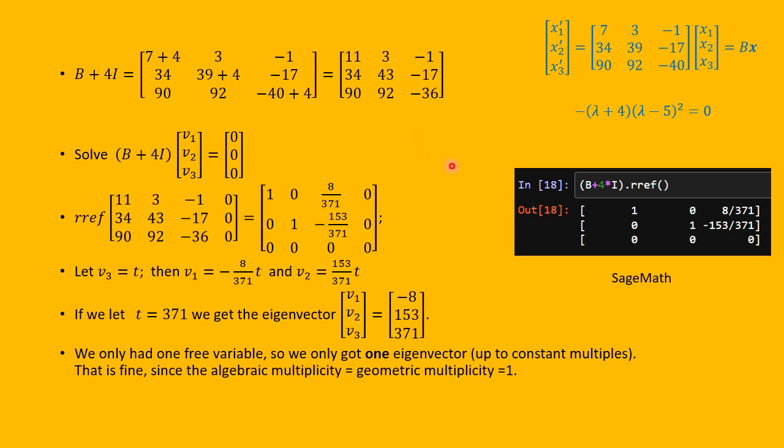Oh, one more thing to notice here before we go. Here's a little bit of SageMath code. We look at B plus 4I and calculate the reduced row echelon form of it, which is what we're doing right here. And we get this matrix, which is what you saw over here.